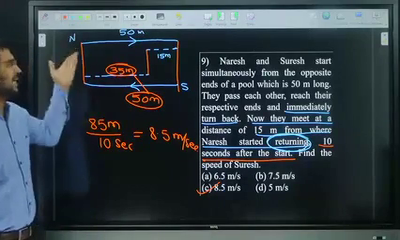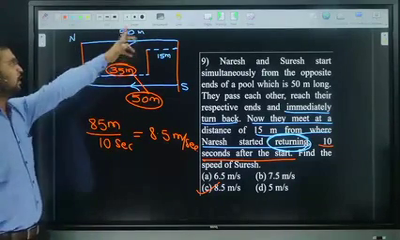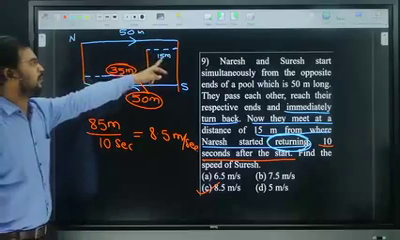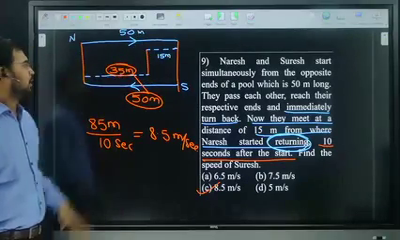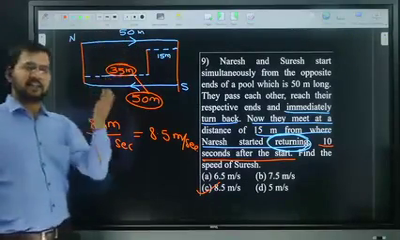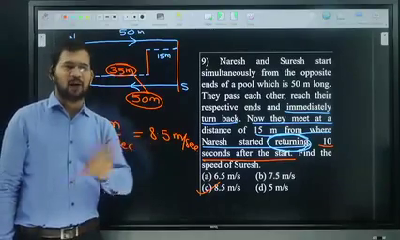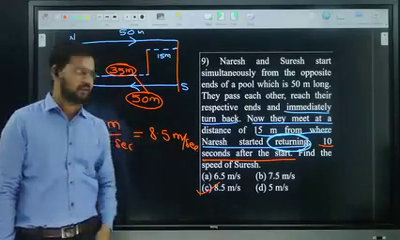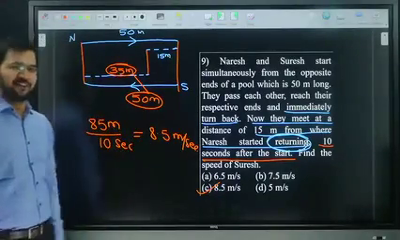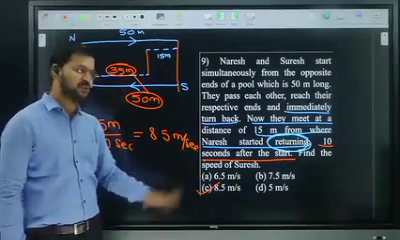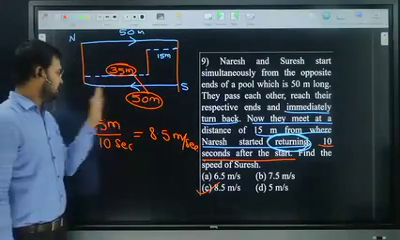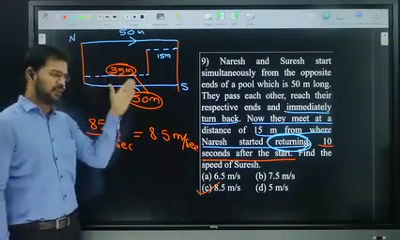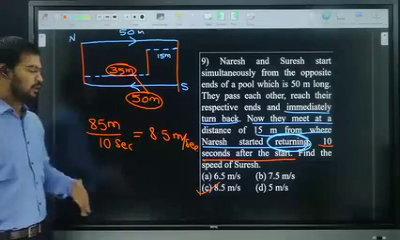If they ask Naresh's speed, Naresh covered 50 meters plus 15 meters, total 65 meters in 10 seconds, which is 65 by 10, 6.5. If they ask Naresh's speed, your answer is 6.5. That option is also available. But they're asking not Naresh's speed, they're asking Suresh's speed. Suresh covered 50 and 35, total 85, which is 8.5.